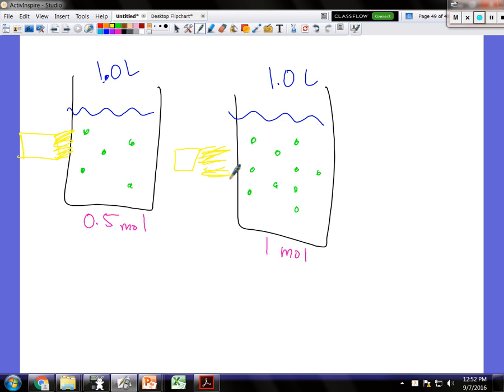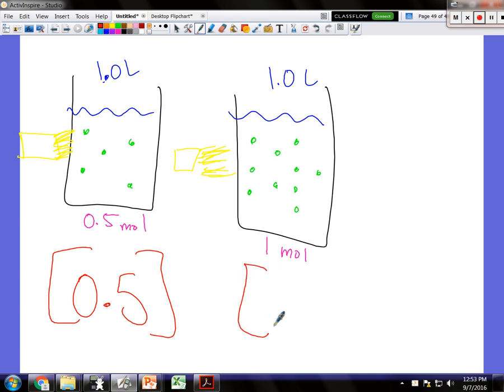So here's my deal. And I know this looks crazy. This is a terrible drawing. I've got two solutions. They're both exactly 1 liter. One of them is a half a mole. One of them is 1 mole. What is the concentration of the left beaker? What do brackets mean? Very good. What is this molar? Now, that little yellow box with stuff shooting out of it is a flashlight.